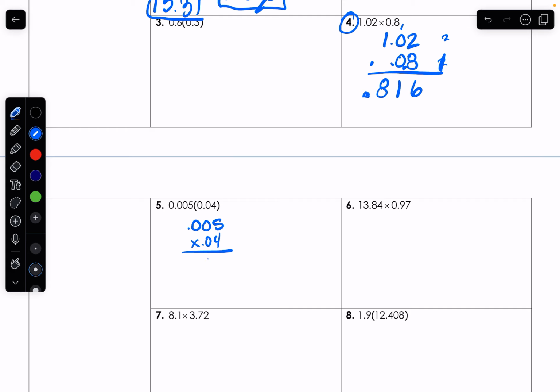5 times 4 is 20, so 0, carry the 2. This one has 3 decimal places. This one has 2. What am I going to do now? My answer has to contain 5 decimal places. 1, 2, 3, 4, 5. So I'm going to have to add 3 zeros as placeholders, and then finally rewrite my answer as 2 10,000s. I can get rid of this 0, but not the very end.